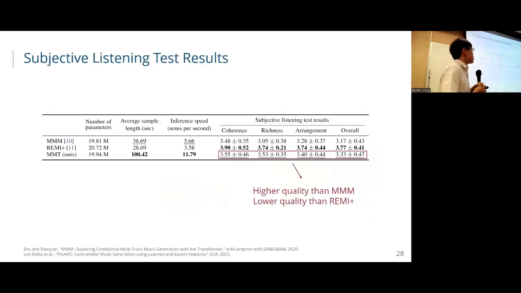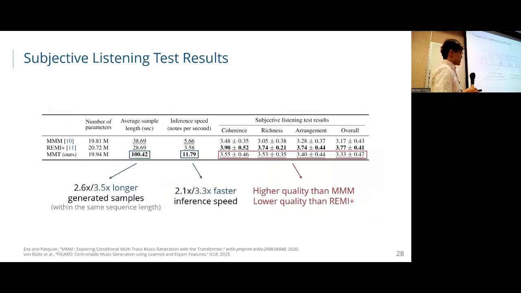Cool. And we also have some numbers. Our model lies in between two existing representations. It's higher quality than MMM, but lower quality than REMI+. But the benefit is that it runs much, much faster, and we can generate much longer examples. So it's a trade-off between quality and speed.